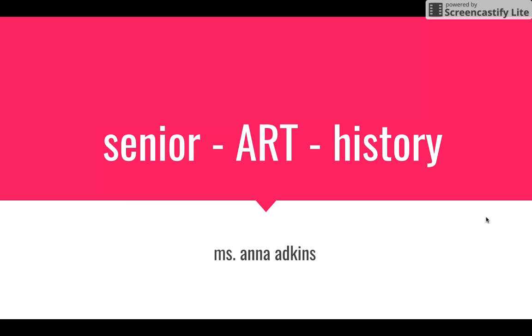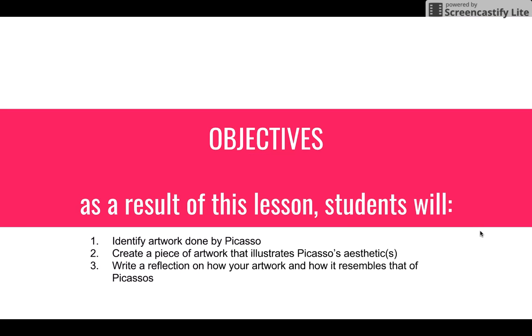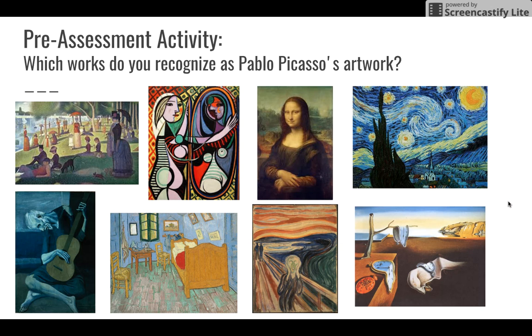Welcome, class. Today in art history, we are going to be starting a new lesson. We are going to jump into learning about Pablo Picasso. Your objectives for this lesson will be to identify artwork done by Picasso. You will create a piece of artwork that illustrates Picasso's aesthetics, and you will be required to write a reflection on how you believe your artwork resembles that of Picasso.